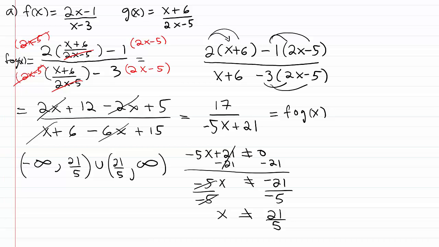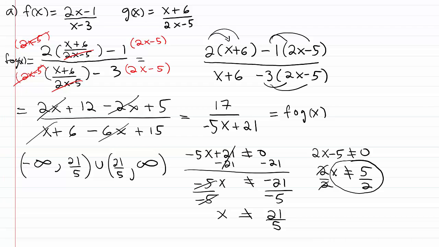And the g function also had a restriction. The denominator there, 2x minus 5, cannot be 0 either. So if we solve that, we'll end up with 2x cannot be equal to 5. And then if you divide by 2, you end up with the idea that x cannot be equal to 5/2. So it means we need to throw 5/2 out of there as well. So we need to make sure that 5/2 is not included in our domain. So basically we're saying all real numbers except for 21/5 and 5/2.